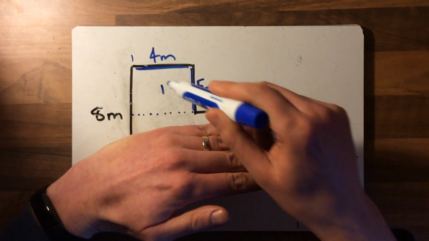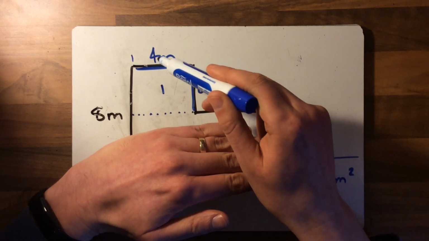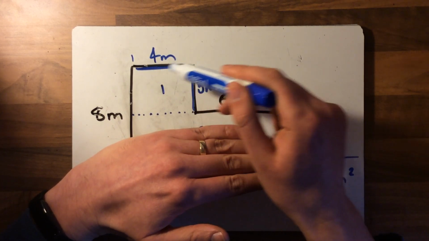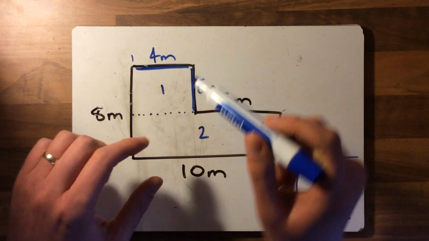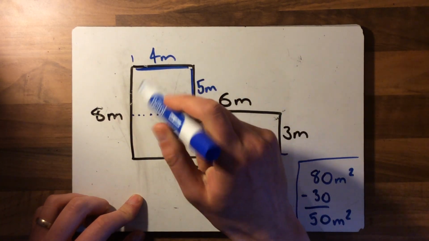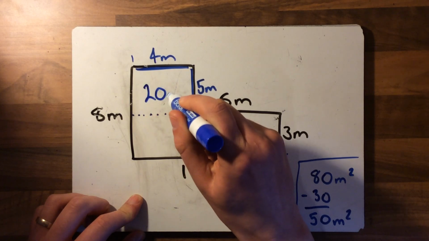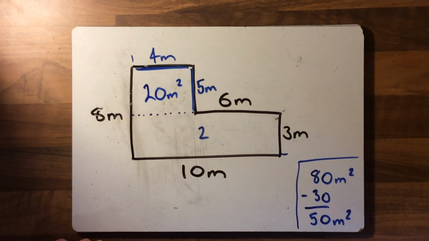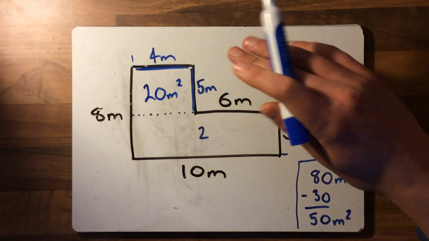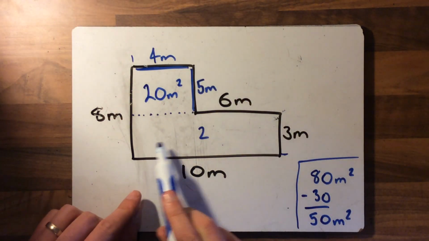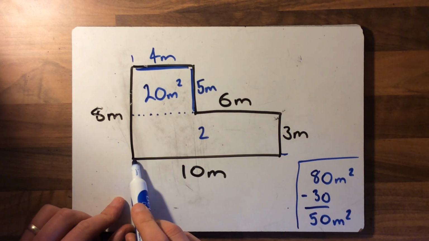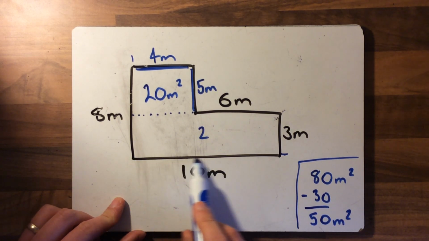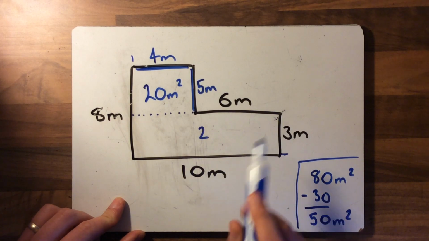So if we were to work out the area of rectangle 1, first of all, completely ignoring this one here now, just looking at rectangle 1, 4 and 5 are the lengths of the sides here, 4 and 5. 4 times by 5, so the area of rectangle 1 is 20 meters squared. Now we've worked out rectangle 1, so let's ignore that and look at rectangle 2 here. Let's work that one out. And this rectangle is 10 times by 3.